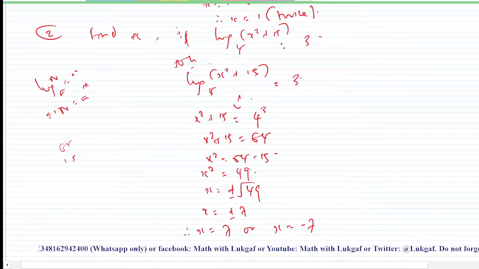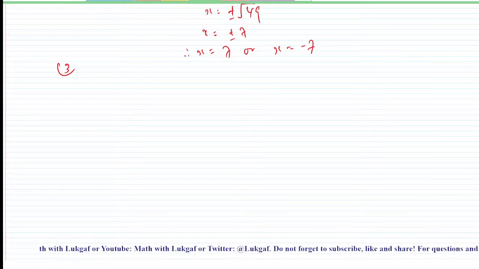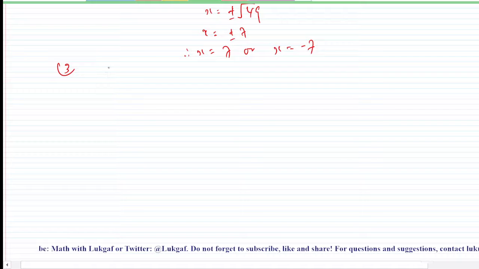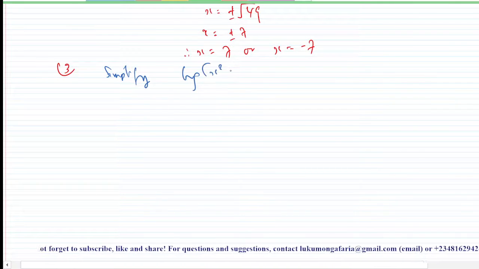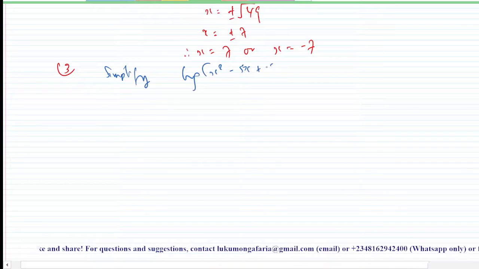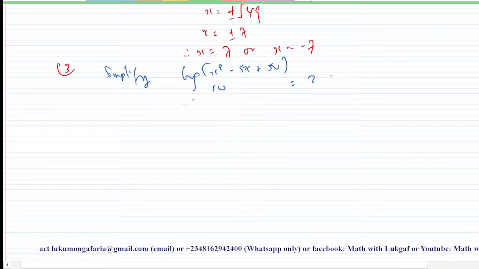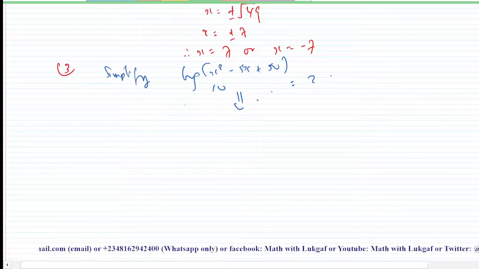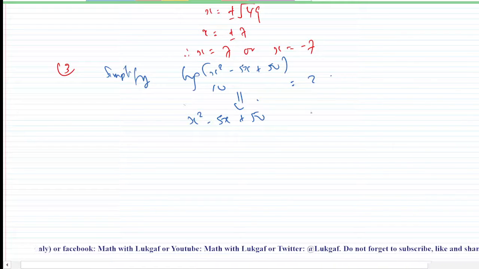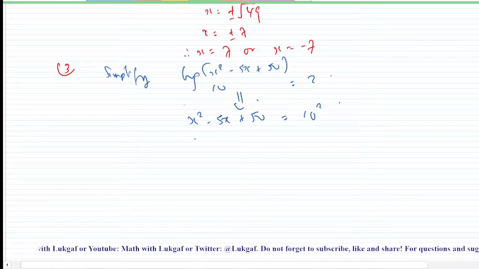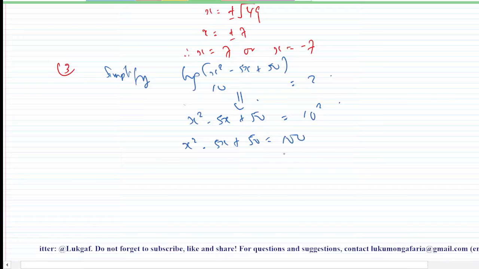So if we understand that, let me still give you another example, and I want us to do this together. Example 3, simplify log of x squared minus 5x plus 50 base 10 is equal to 2. It is not difficult to do. Following the same approach, changing this back to indicial form, I'm going to have x squared minus 5x plus 50 is equal to 10 squared. Indicial equation. You are going to have x squared minus 5x plus 50 is equal to 100.